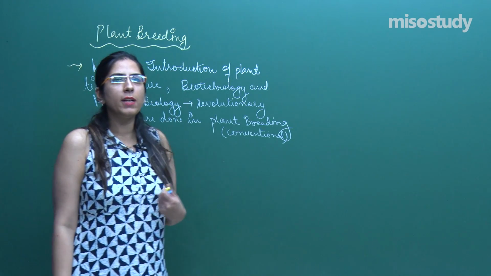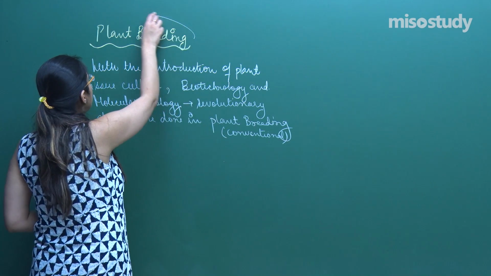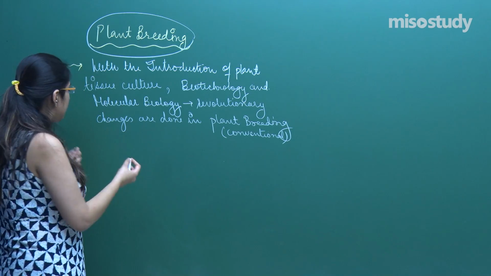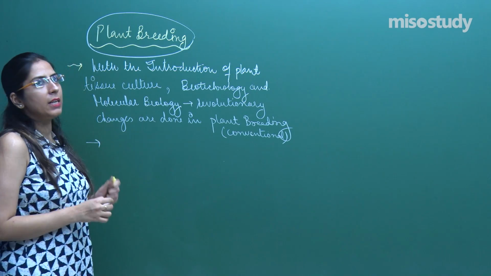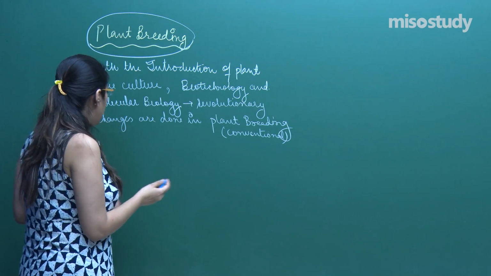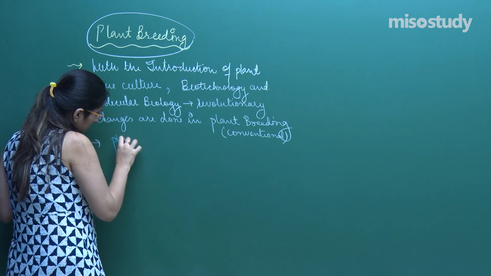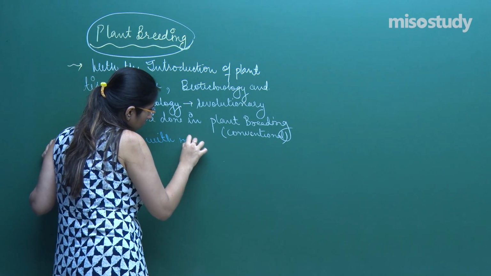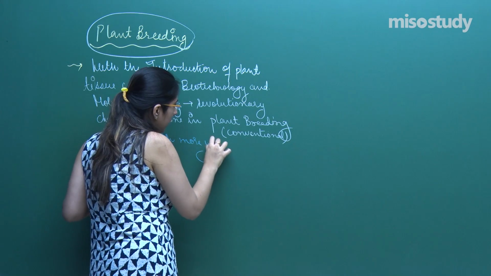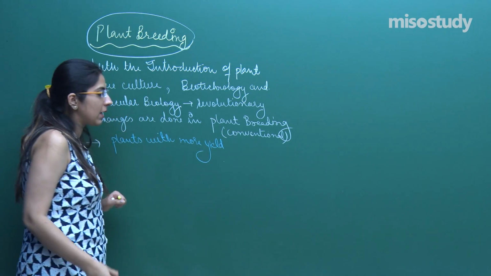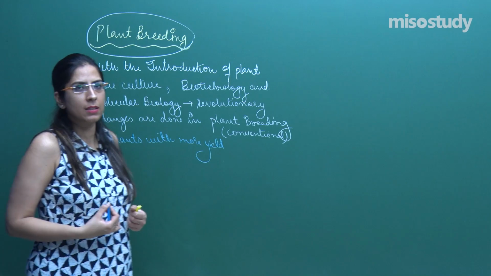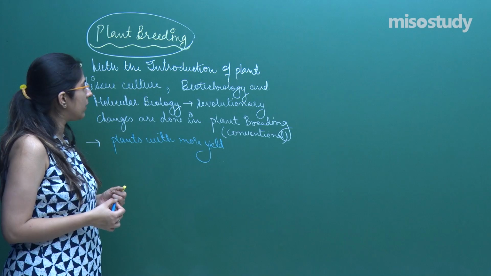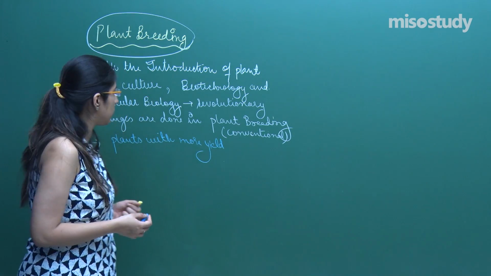Let's talk about what benefits we can get from the modern breeding strategies. We are getting a plant which gives more yield. Now, what does more yield mean? That means we are getting more and more seeds, more and more product. That is defined as a plant with more yield. This was the first one.